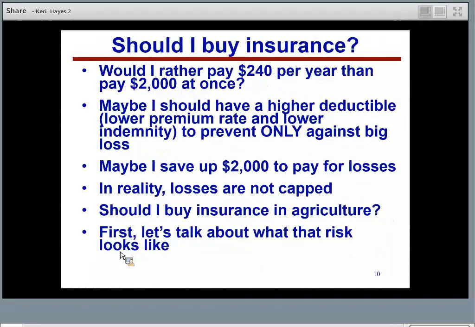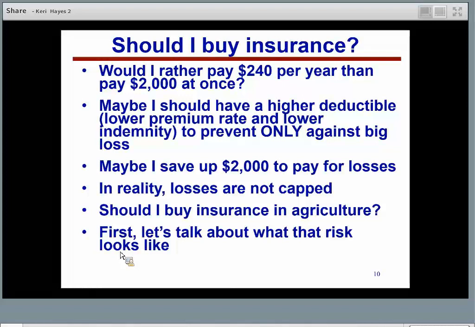So just some questions to think about. Before we start getting into agriculture, these examples are just meant to illustrate how we should be approaching insurance and how we should be thinking about these decisions. By the way, I'm not suggesting that insurance is always the thing to do. You need to think about when is insurance appropriate and when is it not, right?